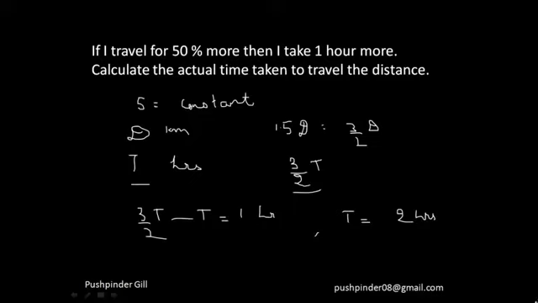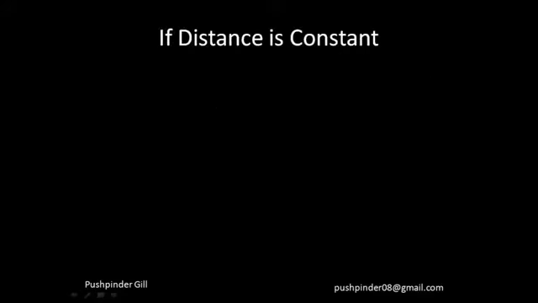So let me just take a quick recap here. The speed was constant, right? The speed was constant and distance was increased by 50%. So distance got multiplied by 3 by 2. That means time will also get multiplied by 3 by 2. That means if I'm taking 1 hour more, there is a difference of 1 hour between the time taken earlier and the time taken now. That means the time taken is 2 hours. Fine. Let's move to the next point.